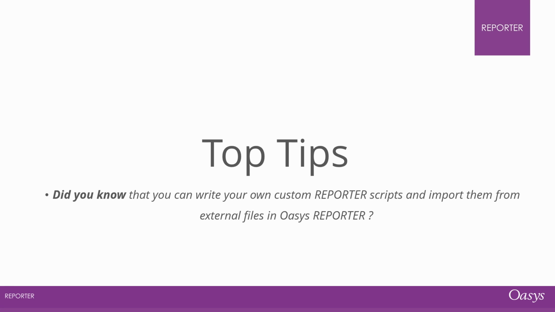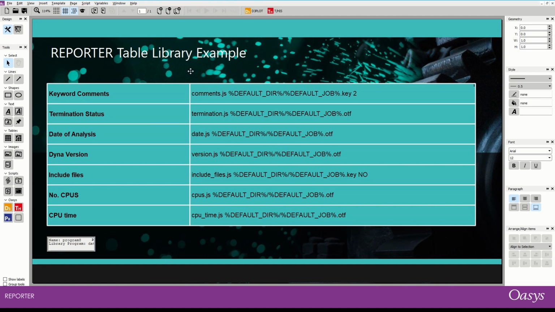Did you know that you can write your own custom reporter scripts and import them from external files in Oasys Reporter? In the last episode, we looked at library programs built into Reporter and how we can use them to extract useful information from an analysis and its results files. In this episode, I'm going to show you how we can add custom functionality using Reporter scripts.